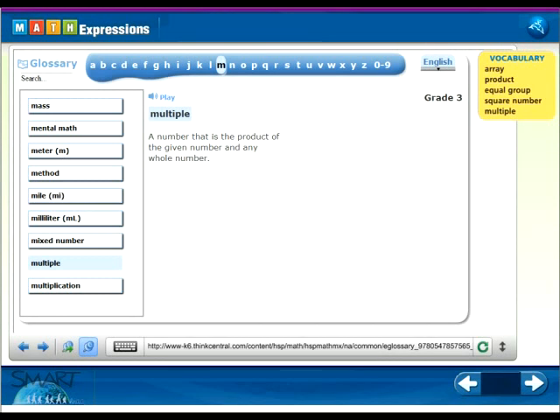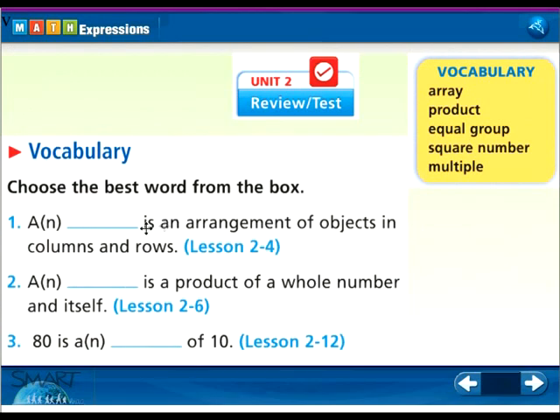So if we go back here, we can see that blank is an arrangement of objects in columns and rows. That was one of those that we looked at. A blank is a product of a whole number and itself. We looked at that one. And 80 is a blank of 10. That would be either multiple or product.